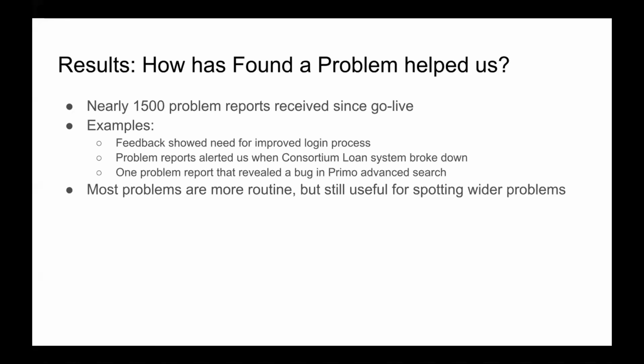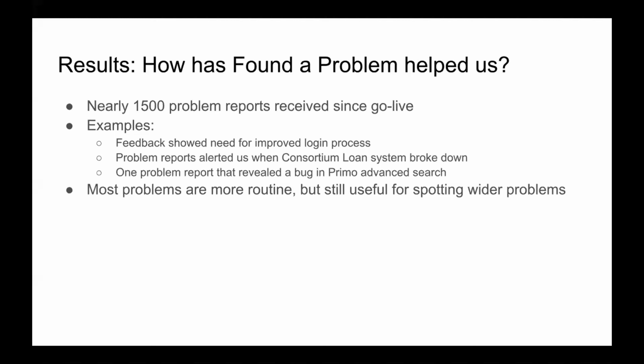A second example earlier this year was when our consortial loan system suddenly stopped working. We first learned about the problem through Found a Problem reports. And as a bonus, while the system remained down, our colleagues in resource sharing were able to manually request the items in the patron's problem reports. So the users still received their materials with minimal added delay.